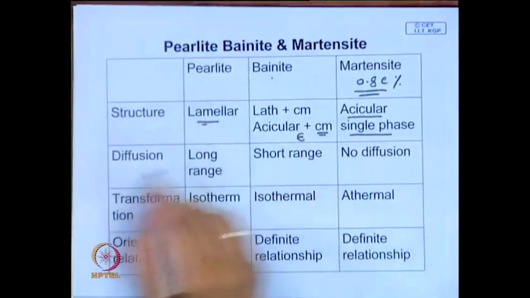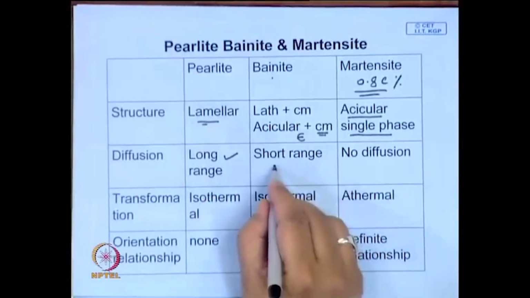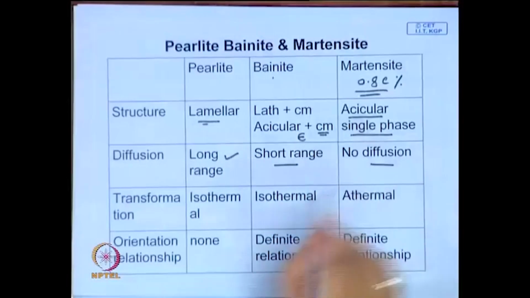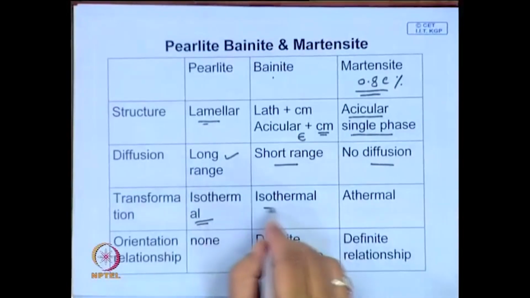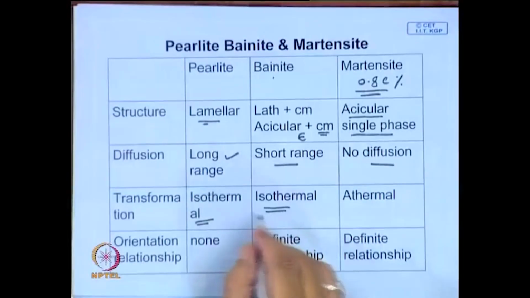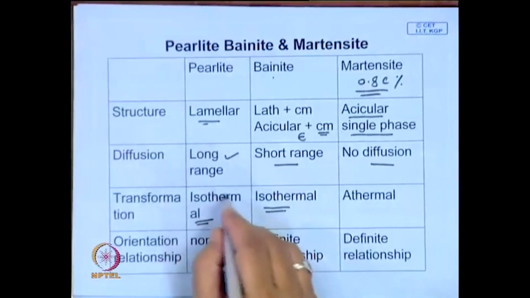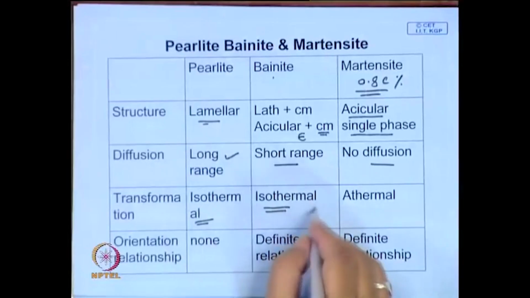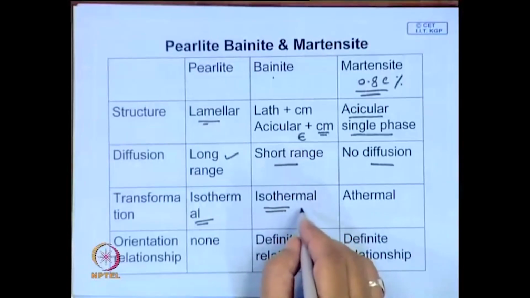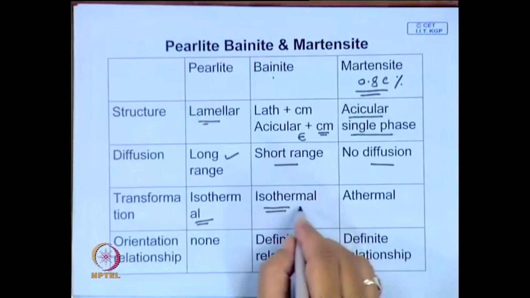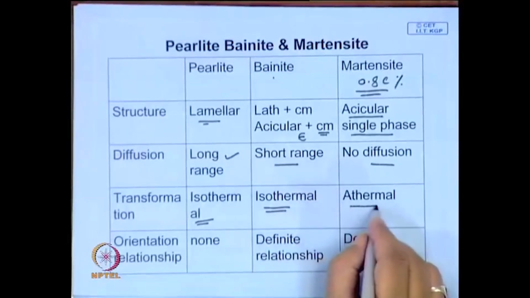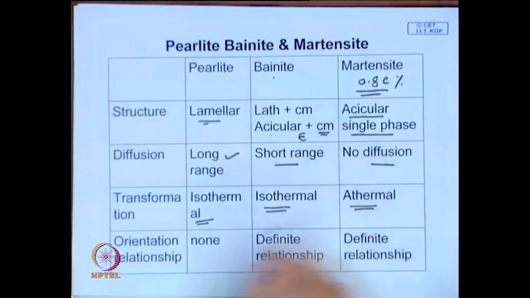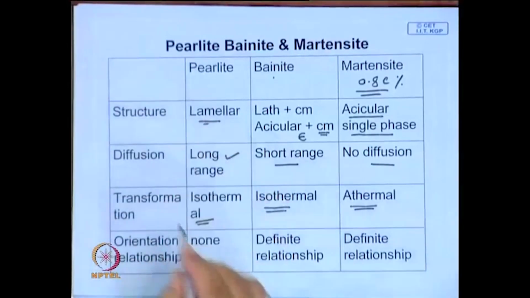In this case, as we mentioned, there is long range diffusion; in bainite, short range diffusion; here there is no diffusion. This is isothermal, this is also isothermal. We can say this is a high temperature eutectoid reaction, and this is a slightly lower temperature eutectoid transformation, but it also has isothermal character, whereas martensitic transformation is athermal.